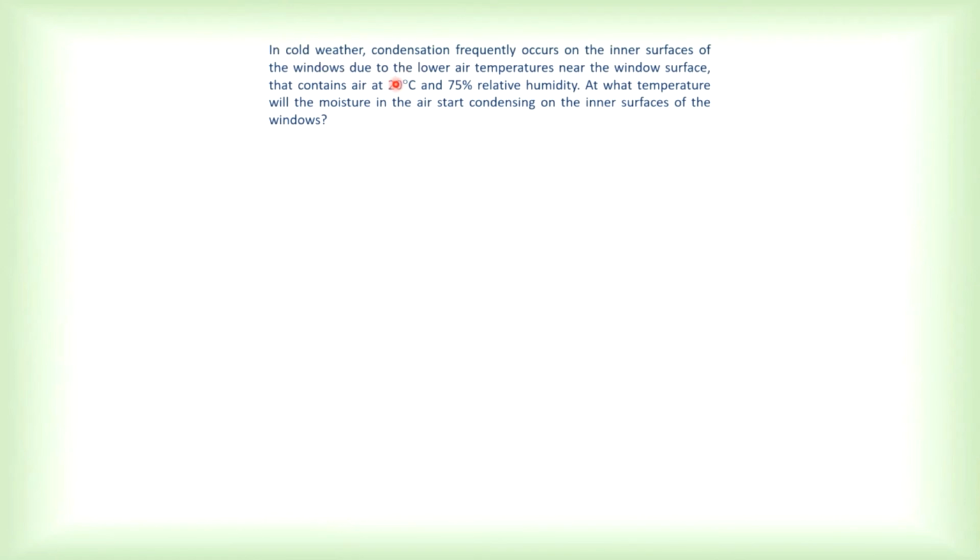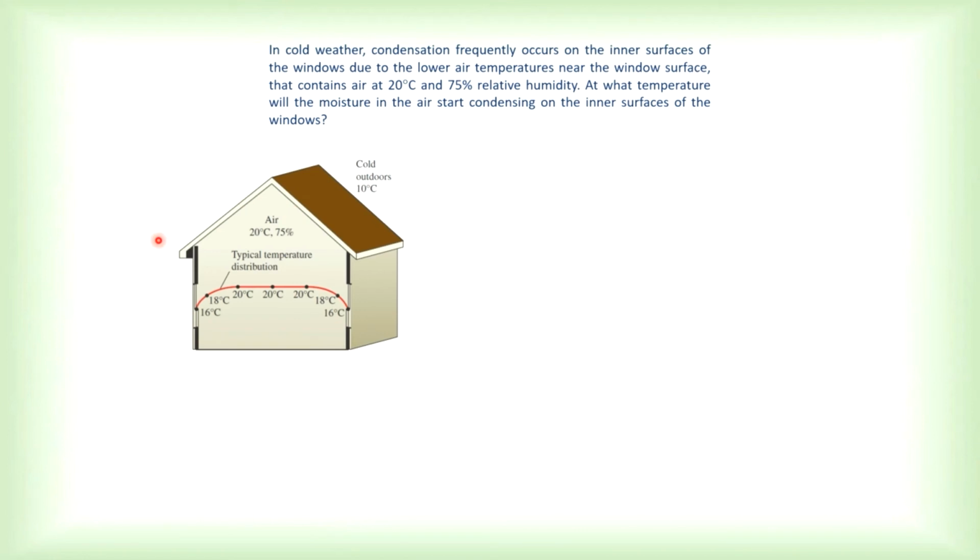Now, in cold weather condensation, here I give you one example, which I have taken from the book. In cold weather, condensation frequently occurs on the inner surfaces of windows due to the lower air temperatures near the window surface. The air is at 20 degrees C, this is your DBT, dry bulb temperature, and 75% relative humidity. At what temperature will the air start to condense on the inner surface of the window? Here is a diagram with a window at 16 degrees C.